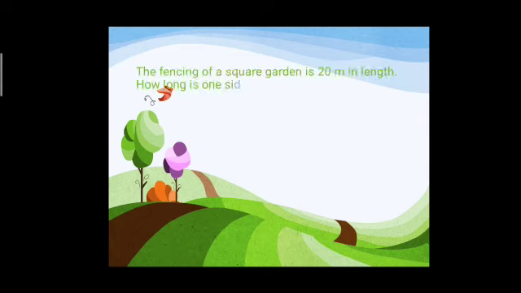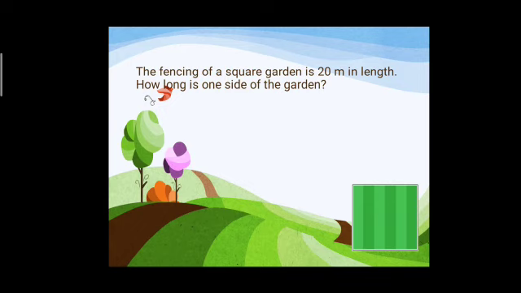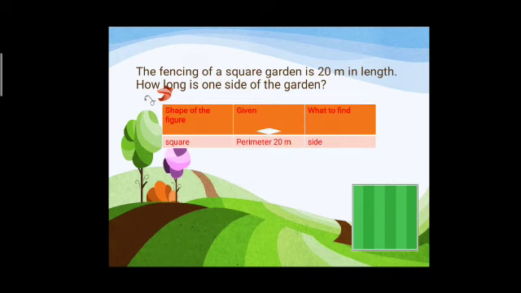Students, here is your first word problem. The fencing of a square garden is 20 meters in length. How long is one side of the garden? Here students, I have told you to make this tabular form. The shape of the figure, number 1, is it a square or a rectangle? Yes, it is a square.